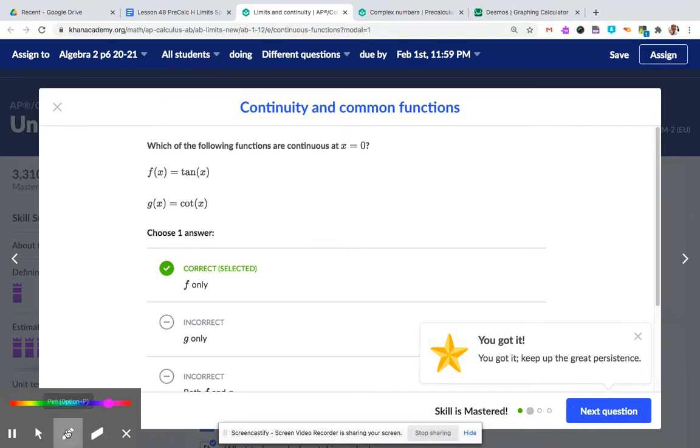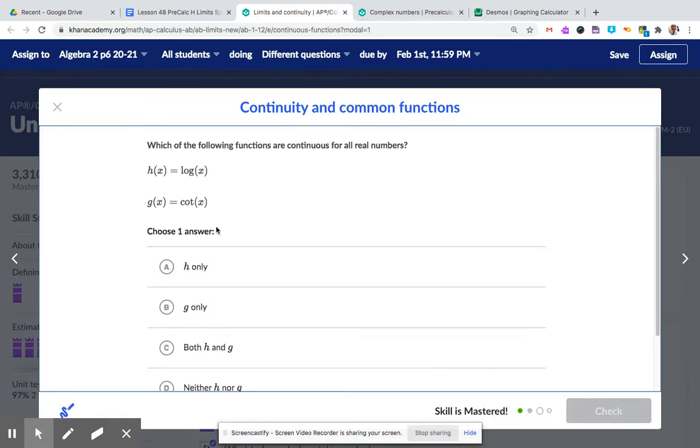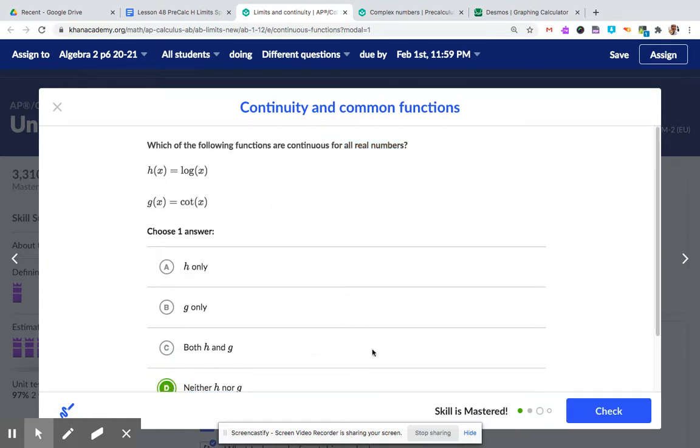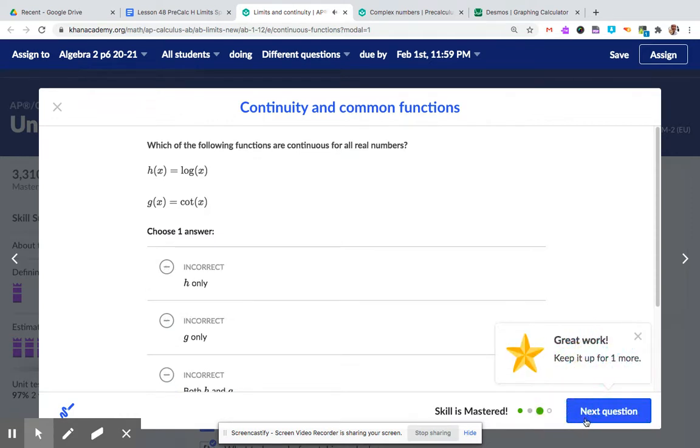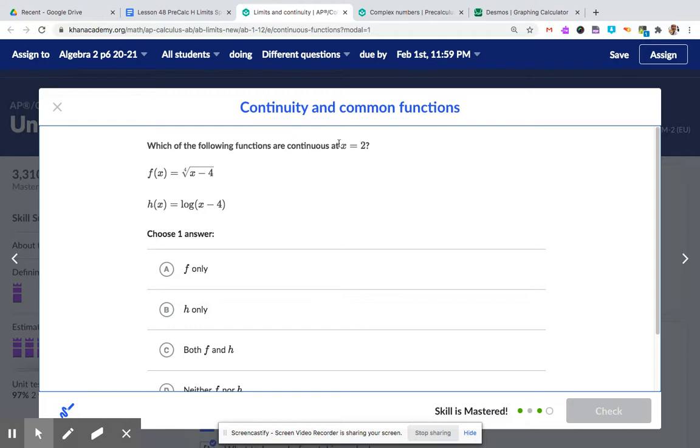Next question, let's just see. Logarithm and cotangent. Let's be careful. They're switching the question. It was previously all real numbers, and now they focused on a spot. So this would be no and no. So just going through what we just talked about, now we know. Be careful. Read your directions carefully. All right, and same thing. Careful, this is focusing at x equals 2.